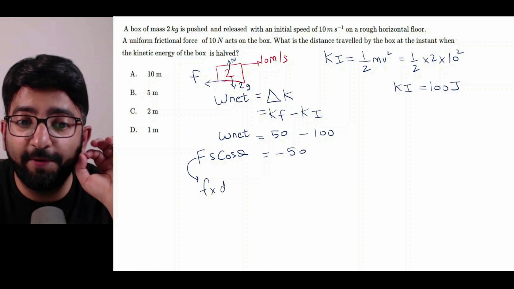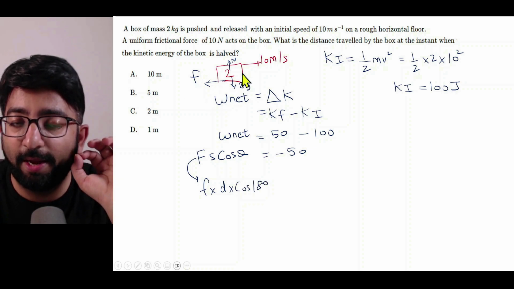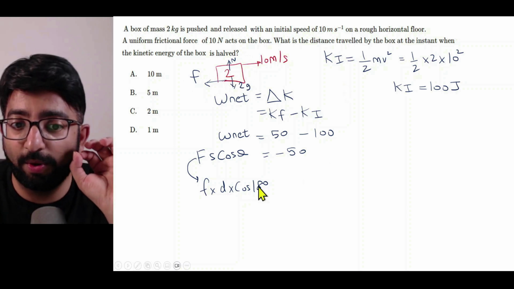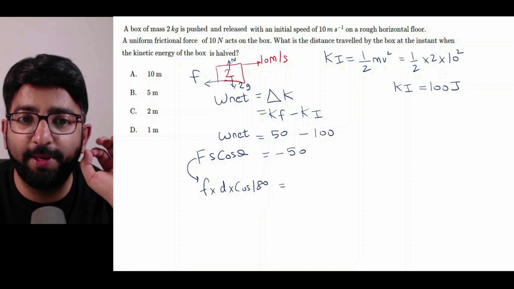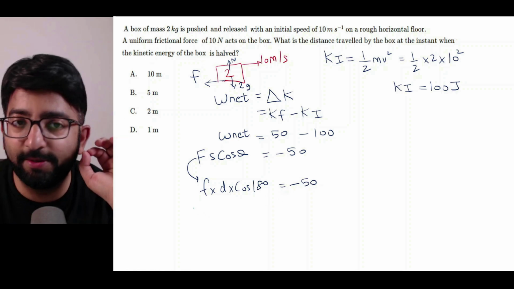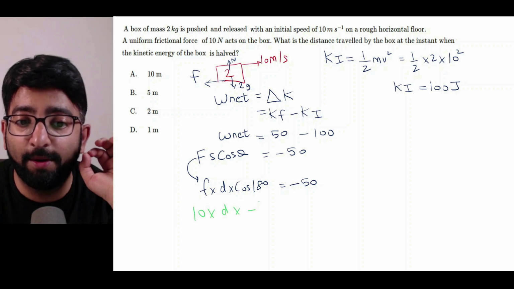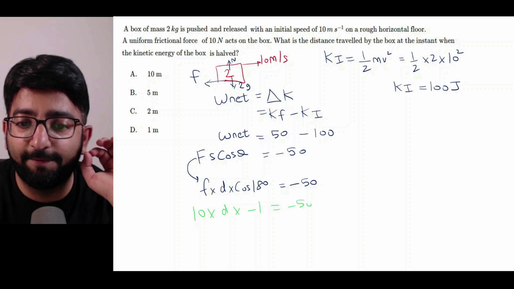Displacement is what we need to find. Angle is 180 degrees. And why is it 180? Because friction is leftwards and the object is going towards the right. So the angle is 180. This will be equal to negative 50. The value of friction is given as 10. So let us write 10 multiplied by d multiplied by minus 1 is equal to negative 50.